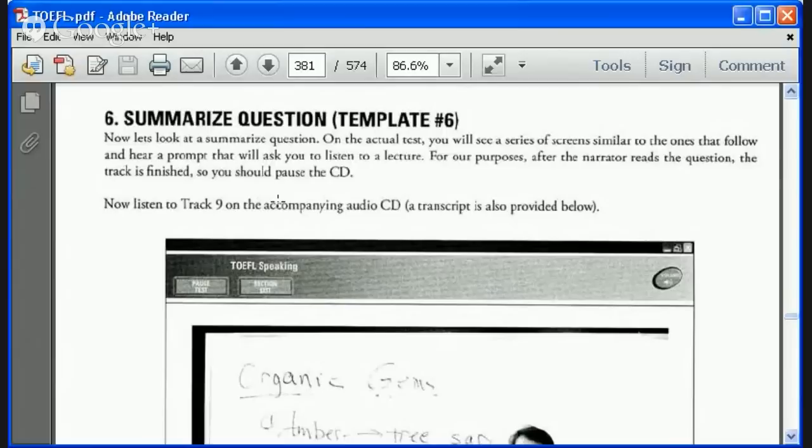Okay. We're going to now look at speaking question number 6. This is a summary, another summary question. You're going to have to summarize information.